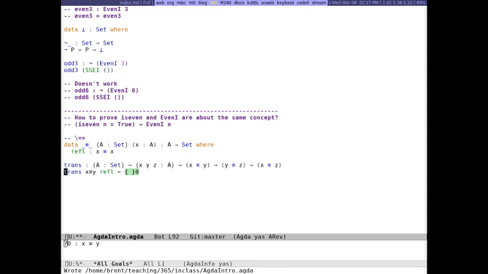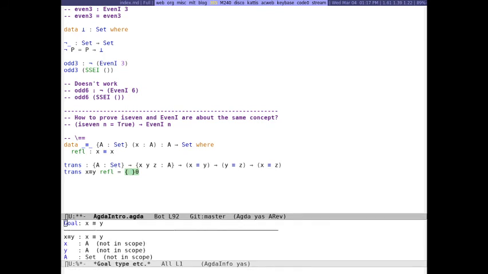It said, hey, the only way you could have constructed this was that this was actually REFL. The thing is, now that we know that this was REFL, that means that Y and Z actually must be the same. And so if we now look at what our goal is, what we have to prove, we now have to prove that X equals Y. Why is that? Because it learned that Y and Z were the same, and it replaced Z with Y here.